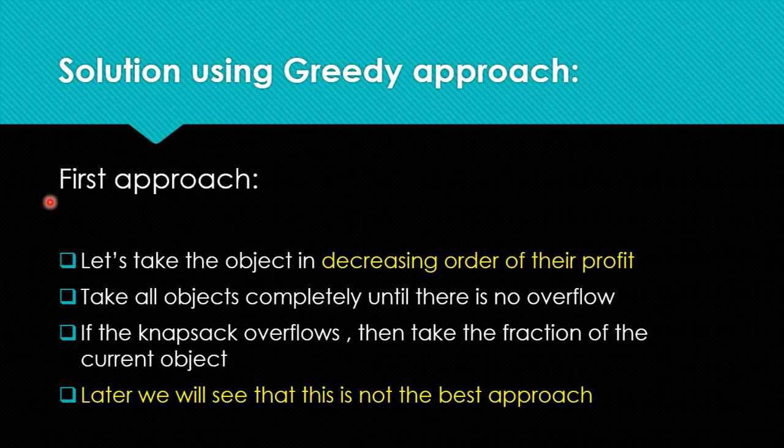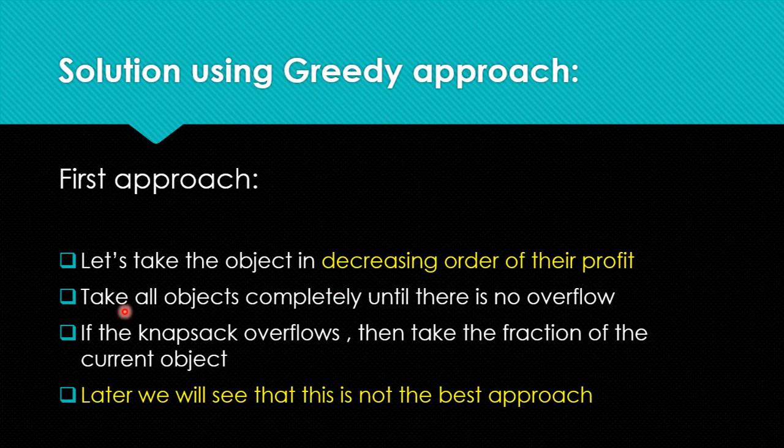So let's see the first approach that we can have. Since it's a greedy approach, we should take either the maximum profit or the least weight. In the first approach, let's take the objects in decreasing order of their profit. So the object which has the maximum profit, consider it first and then the next objects. That's why we are taking them in decreasing order of their profit.